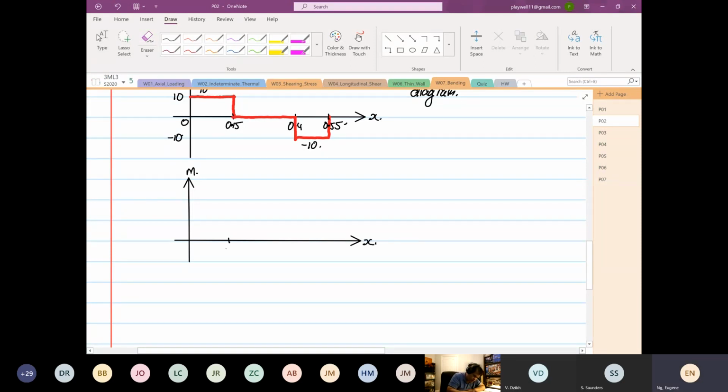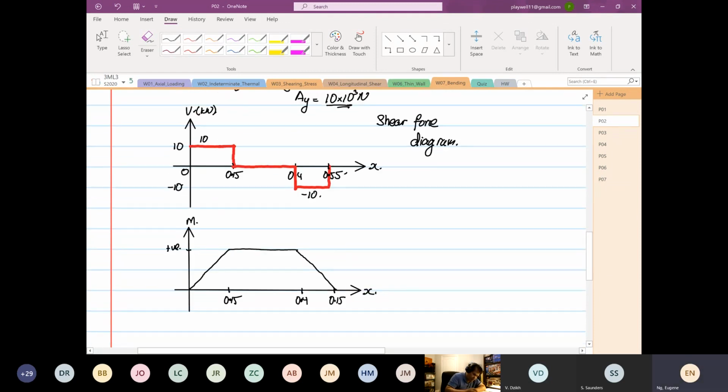So again, this is 0.15, over here is 0.4, and this is 0.15. So how this will behave is you will have positive: a slope going up this way, then from 0.15 to 0.4 it's going to be horizontal, and then it's going to come down this way.